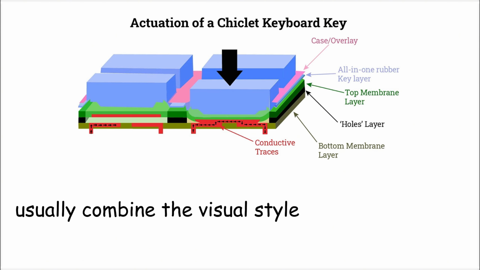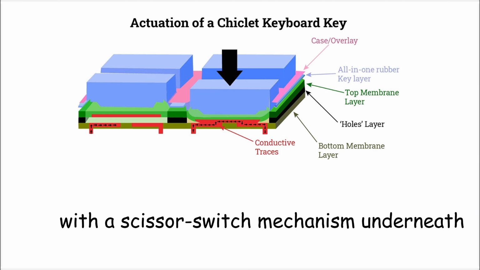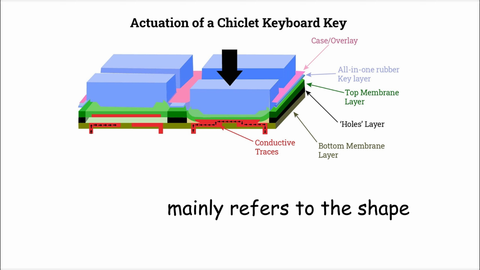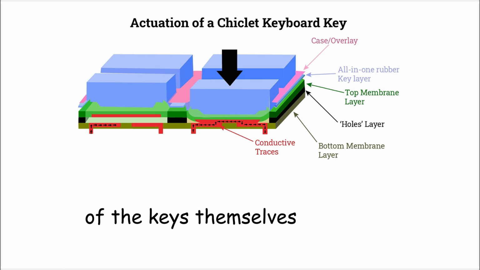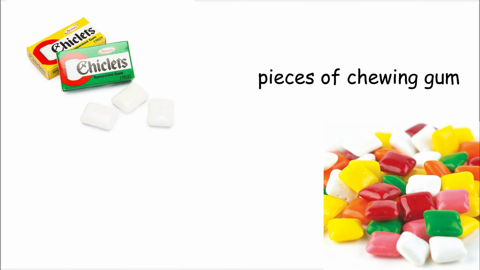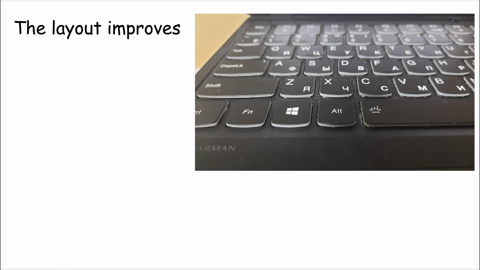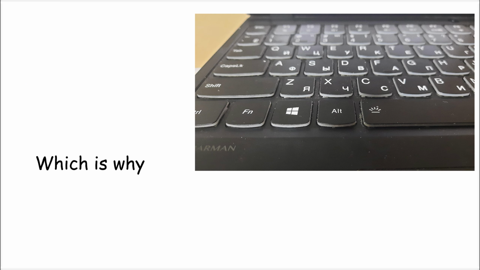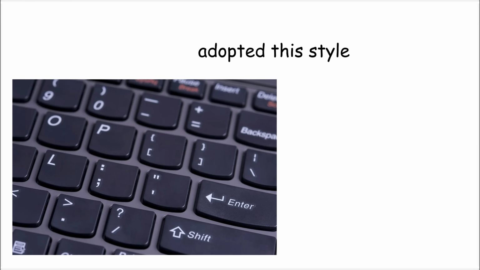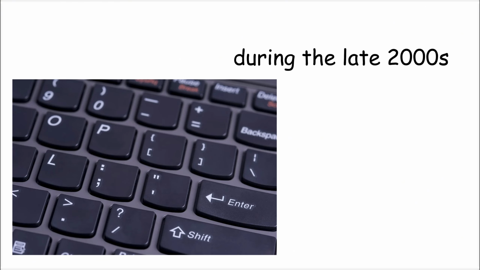Chiclet keyboards usually combine the visual style with a scissor switch mechanism underneath, although the name mainly refers to the shape of the keys themselves. The appearance resembles pieces of chewing gum, which is where the term originally came from. The layout improves readability and finger accuracy, which is why many laptop manufacturers adopted this style during the late 2000s.